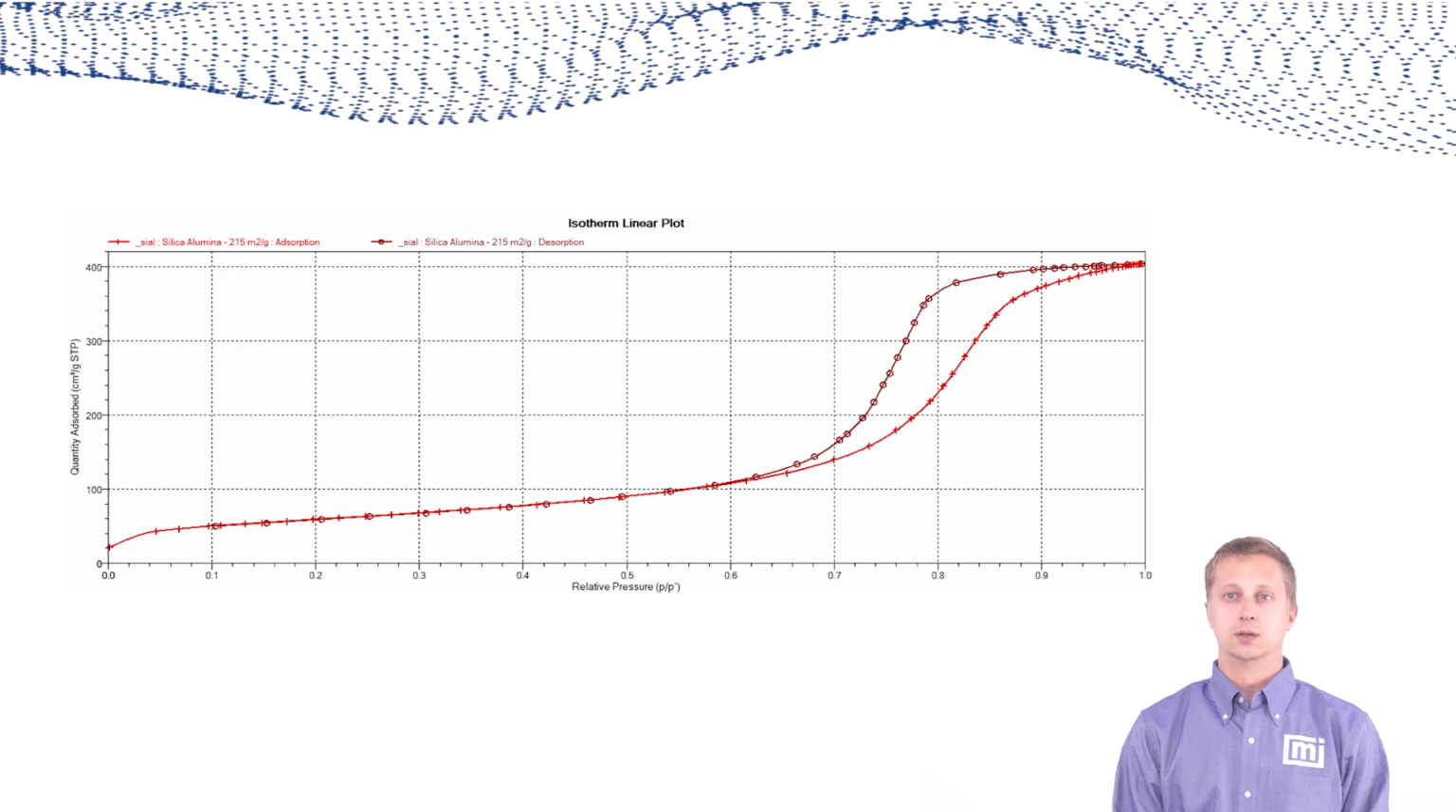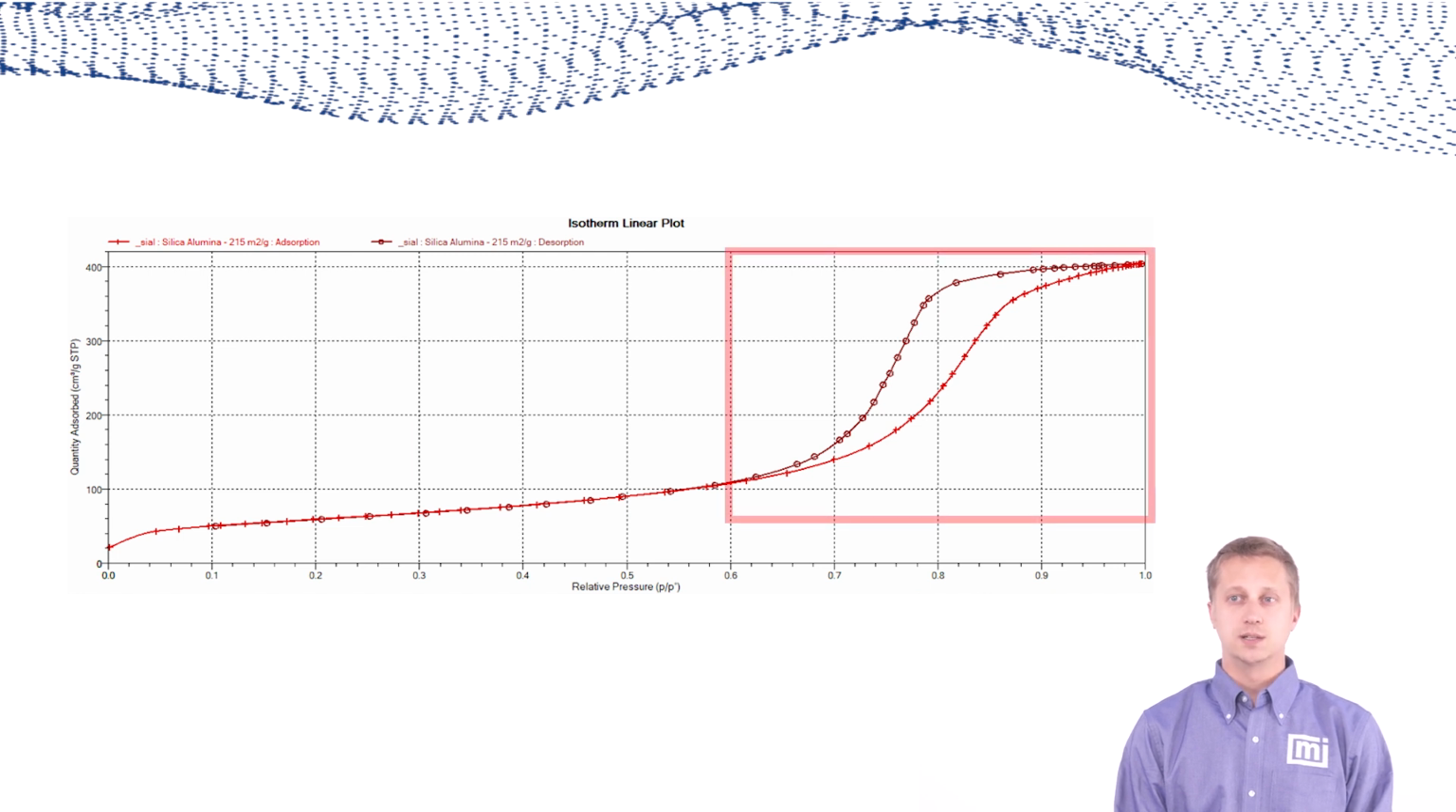silica alumina. Shown here we have the complete isotherm for the silica alumina, which will allow us to collect a variety of information on the sample, including BET surface area, pore size distribution, as well as t-plot information. We can see that this material displays a type 4 isotherm and that there is some hysteresis on the isotherm between 0.6 and 0.9 P over P naught.